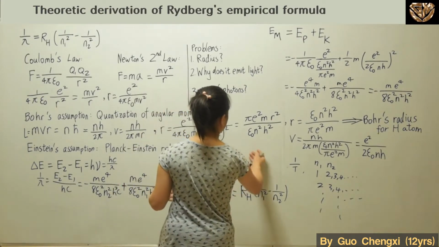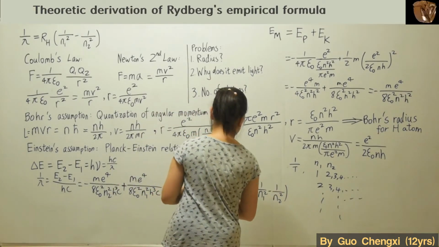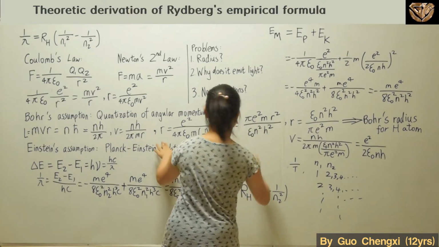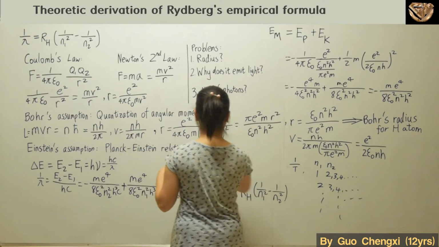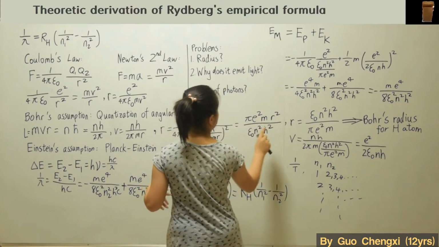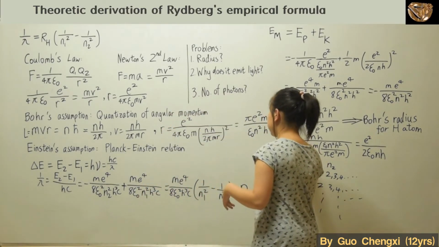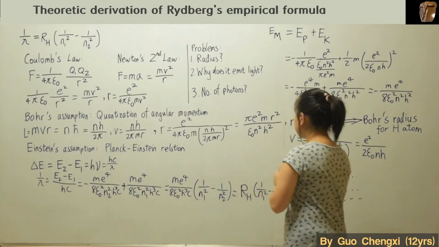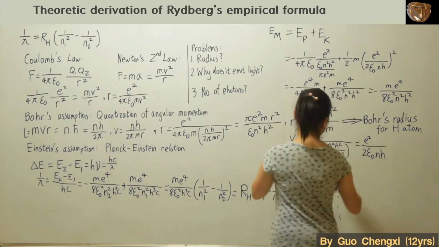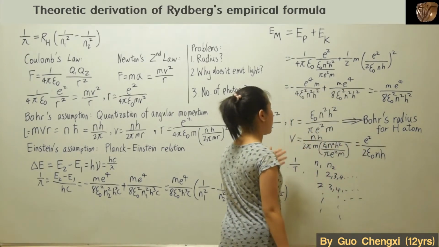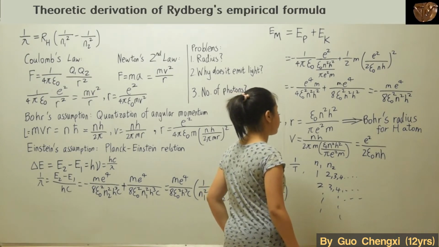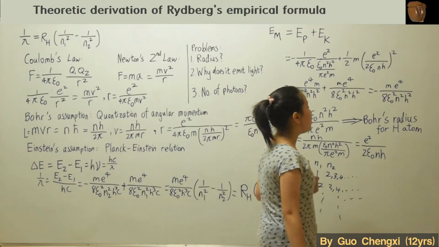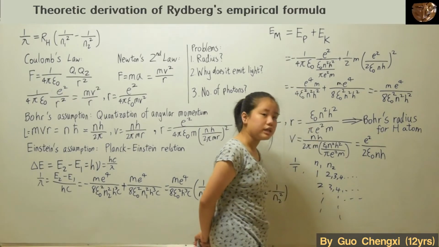Now that we have gotten this, what else can we have? But wait, over here both sides have r, right? This r and this r squared. So why not just move this over here and this over here, which will just give r instead. So r is epsilon naught n squared h squared over pi e squared m. It is the Bohr radius for the hydrogen atom.